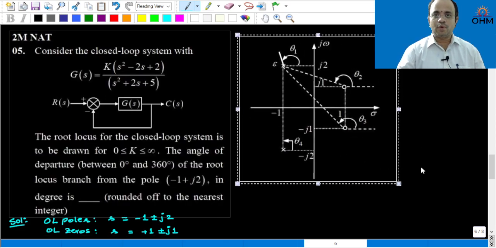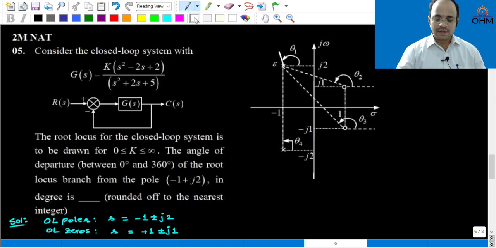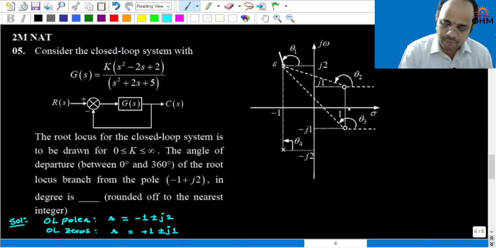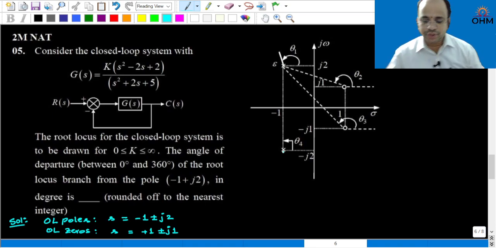So, the pole-zero diagram will be something like this. The zeros are at 1 plus or minus j1, so plus j1 and minus j1, and the poles are located at -1 plus or minus j2. Therefore, if you consider a point epsilon very close to the root locus diagram, and the root locus is leaving in this direction, then how can you find the angle of departure? By simply applying the angle criterion.